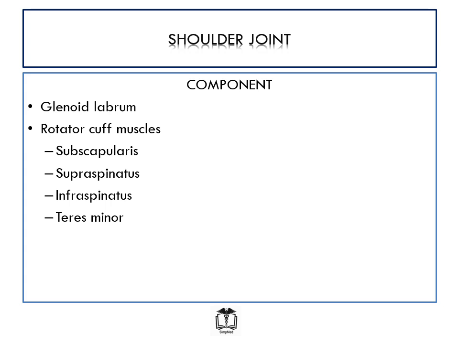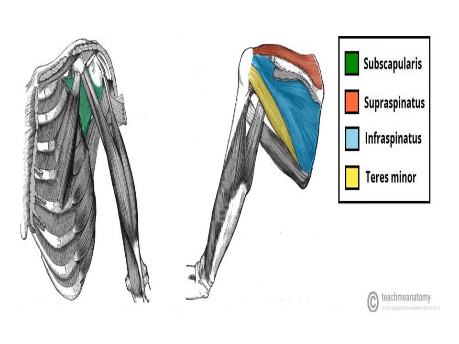The major rotator cuff muscles we refer to as the SITS muscles. They include the subscapularis muscle, the supraspinatus muscle, the infraspinatus muscle, and the teres minor muscle. This is a picture showing us the rotator cuff muscles. You can see each of the muscles color coded. In green, we have the subscapularis muscle. In red, we have the supraspinatus muscle. In blue, we have the infraspinatus muscle, and then in yellow, we have the teres minor muscle.